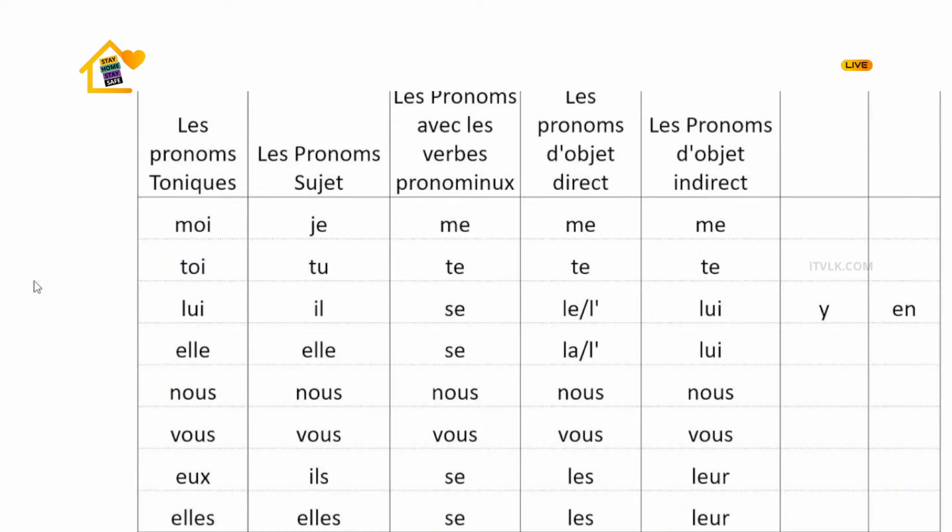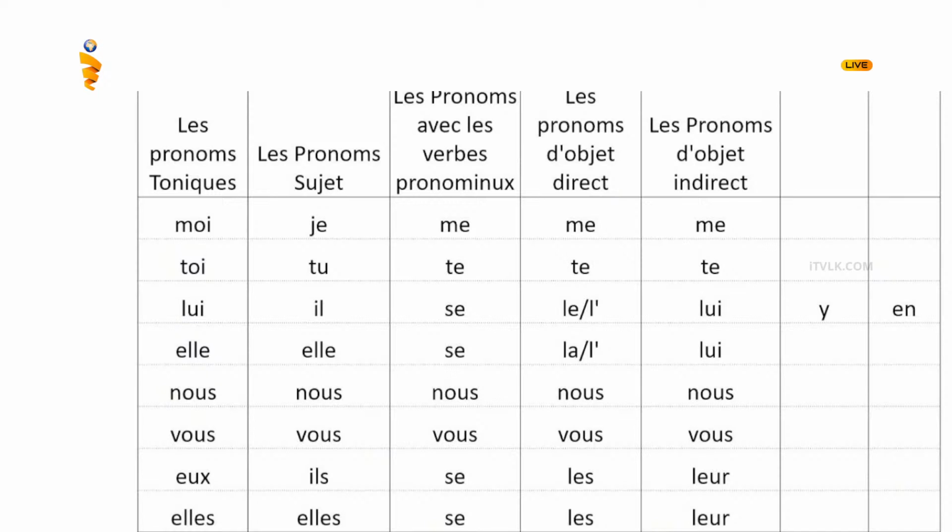And we have pronoun y and pronoun on. I didn't tell you anything about the pronoun tonique, pronoun y, or pronoun on. Today, I'm going to revise le pronom tonique, le pronom y, and le pronom on. First, I'm going to revise the lesson le pronom tonique. You know, these pronouns come under le pronom tonique. They are moi, toi, lui, elle, nous, vous, eux, elles.